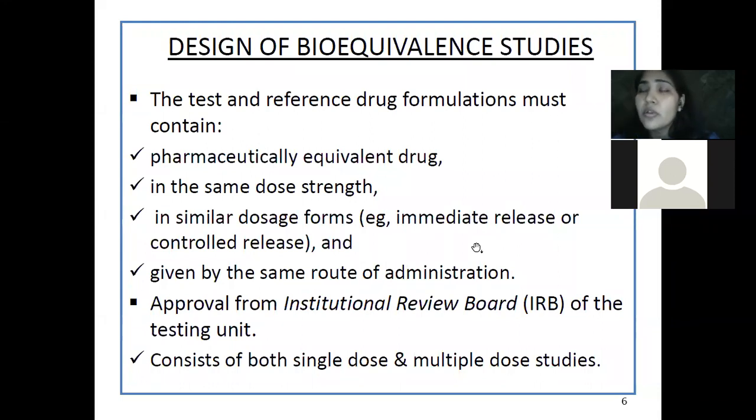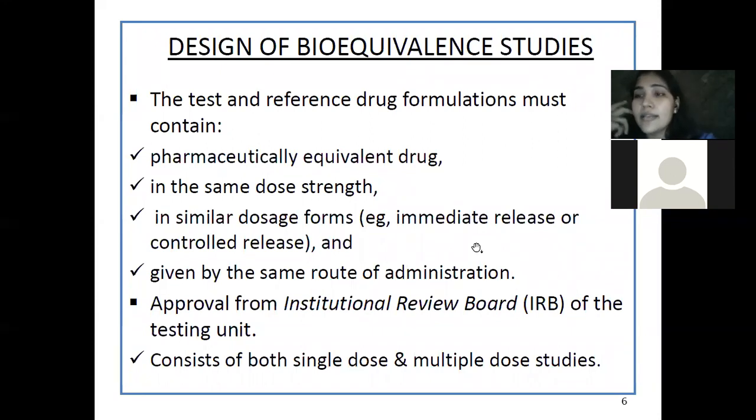And you might not have to do the animal trials, maybe not compulsory, but you'll have to either do animal trials or do subject trials, and then go ahead and publish the data, get it approved, and then you can go ahead and do the marketing of your drug. Okay. So moving further in that area, we have designs of bioequivalence study.